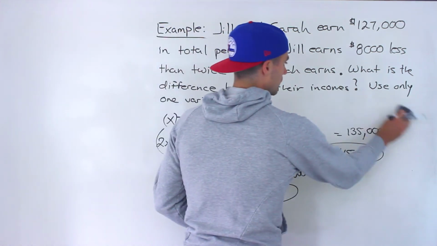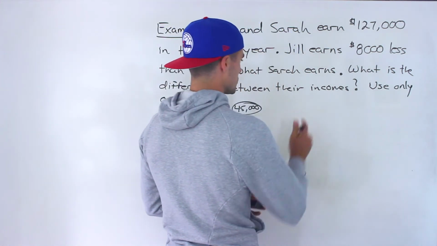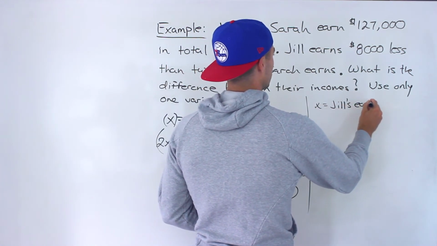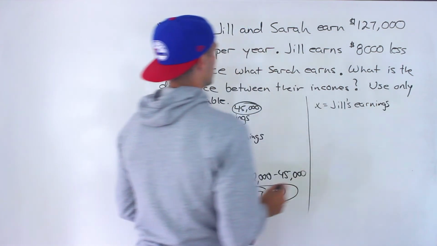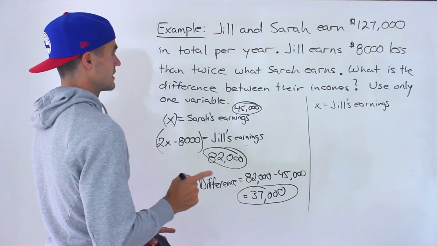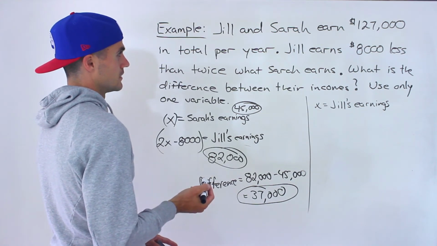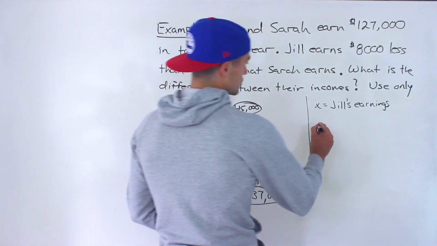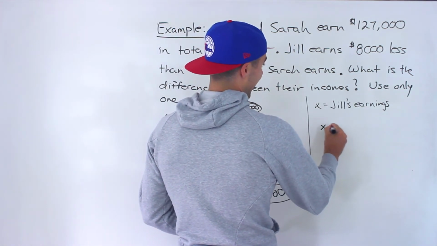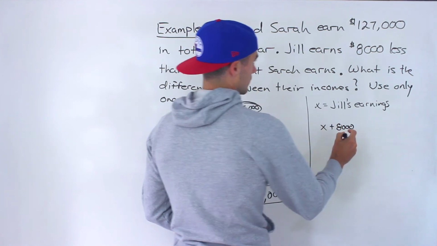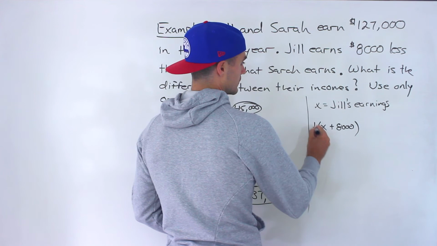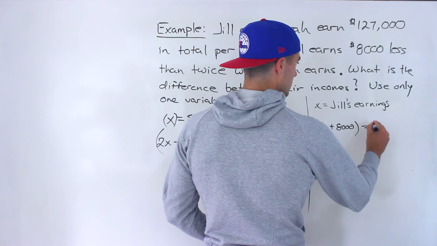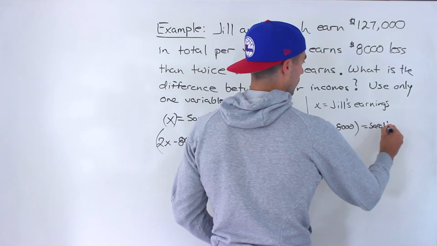Now if we switched it up and we let x equal Jill's earnings, that would be, I think, a little tougher. Jill earns 8,000 less than twice what Sarah earns. Yeah, that would be tougher. So what we would have to do is take Jill's earnings, add 8,000, and then take half of that. So it's kind of tougher to come up with this, to get Sarah's earnings from the wording.